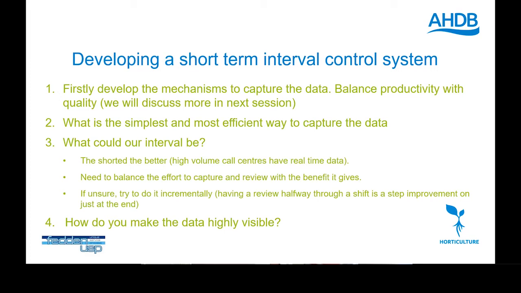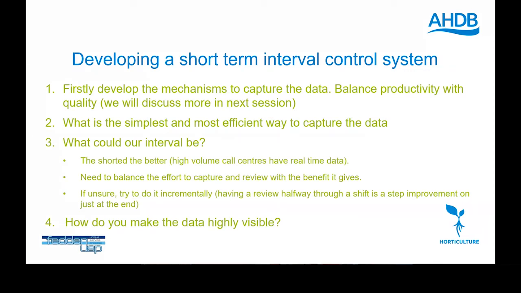Also, be cautious about balancing this with quality, because the danger, if you're constantly focusing on volume, is that quality goes down. So just be cautious of not allowing quality to slip. Have a think about what the measures of quality are as well. I think we're going to discuss more about quality in the next session.